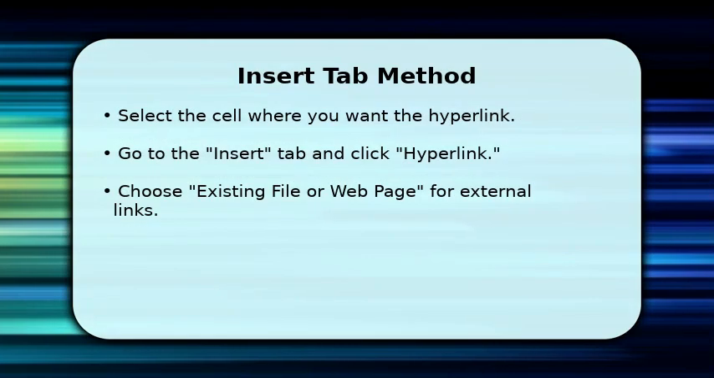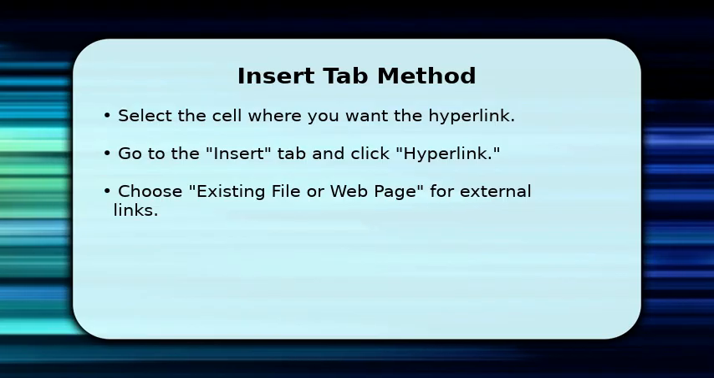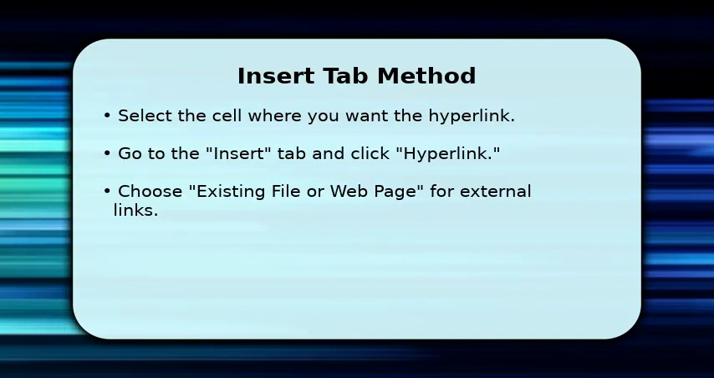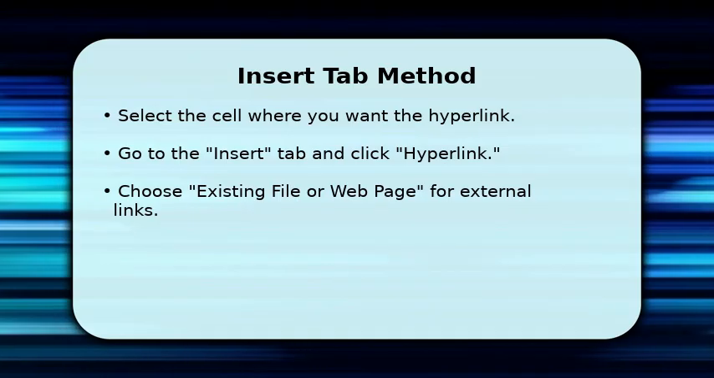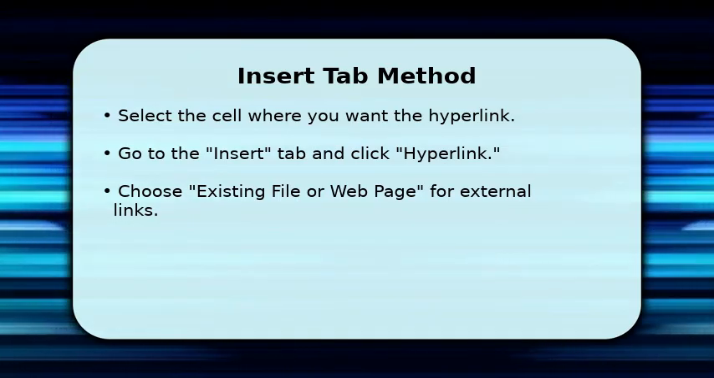The first method involves using Excel's Insert tab. Simply select the cell where you want your hyperlink to appear. Then, navigate to the Insert tab on the ribbon and click the Hyperlink button. A dialog box will pop up, allowing you to specify the link's destination, whether it's an existing file, a web page, or another part of your document. You can also customize the text that will be displayed in the cell.